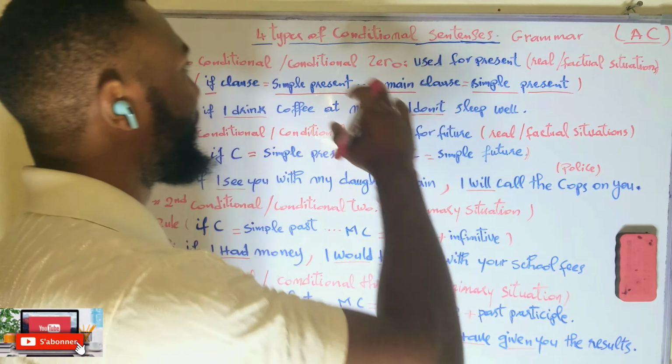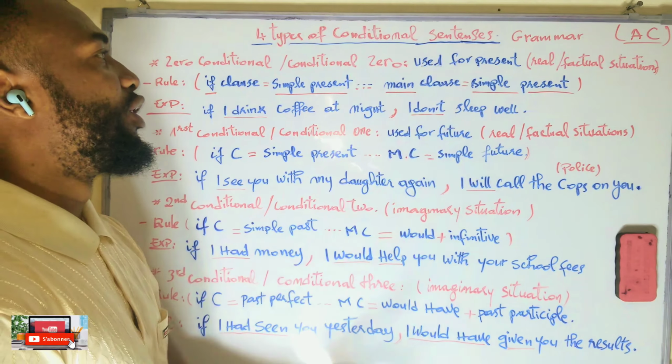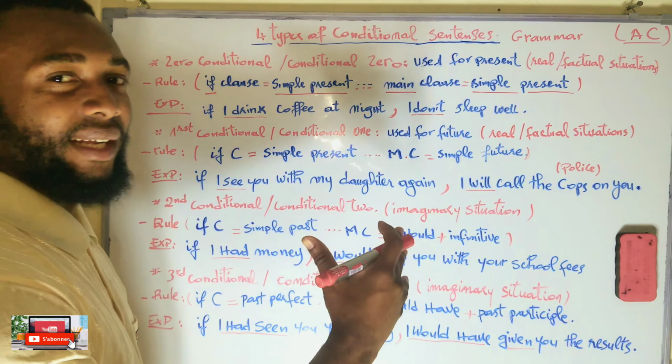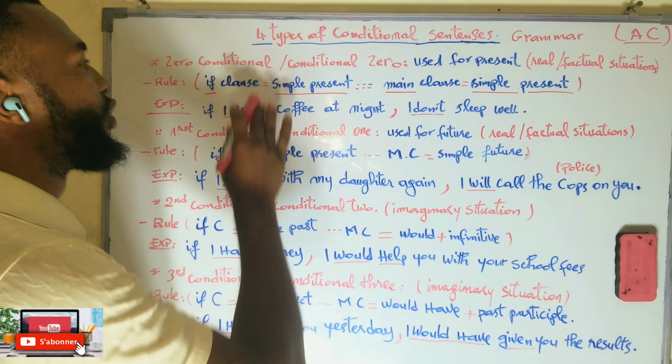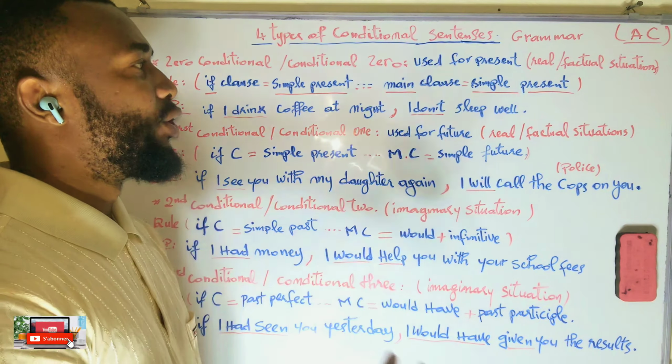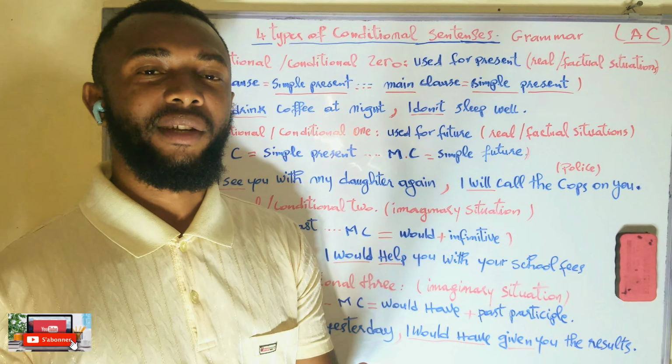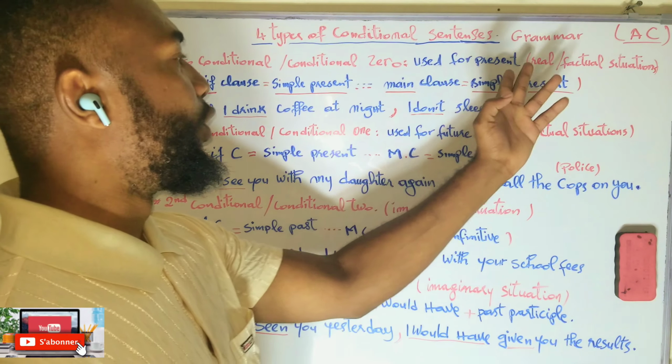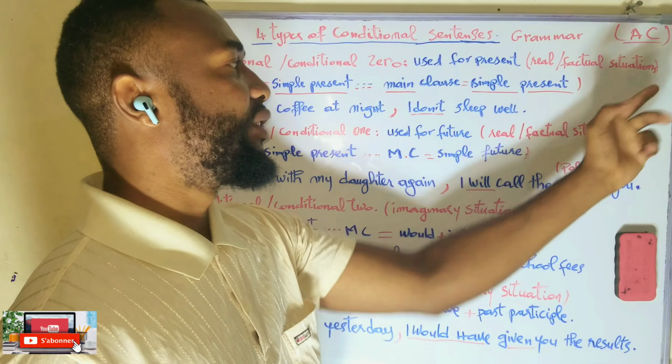Alright, so let's go. So here we have 4 types of conditional sentences. So let's go. Here we have zero conditional. Zero conditional is conditional 0. Do you understand? So the conditional 0 is pretty much easy, right? Très facile. Used for present real factual situations.